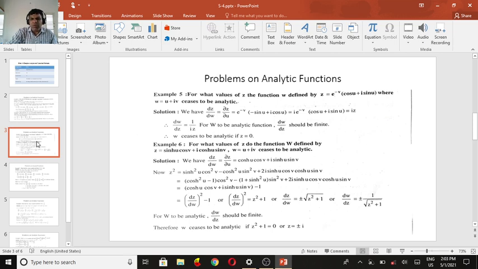So for w to be an analytic function, dw by dz should be finite. So w is to be analytic if z is not equal to 0. So one more example I take now.